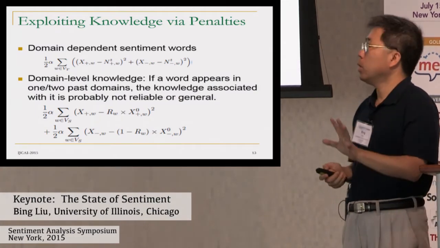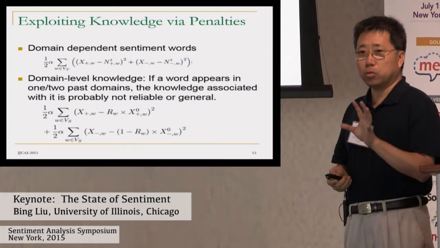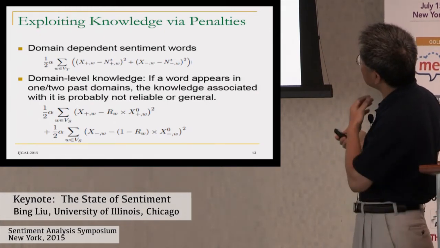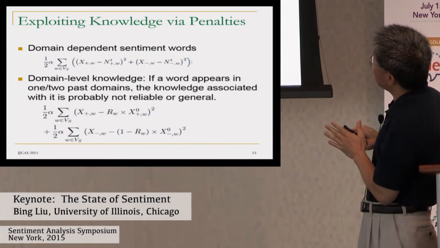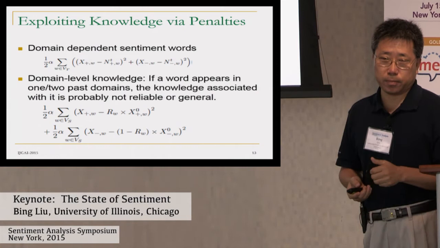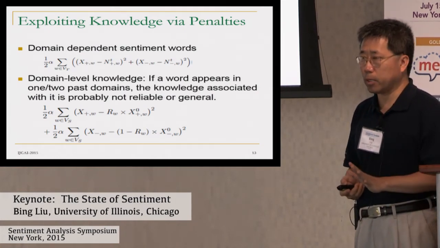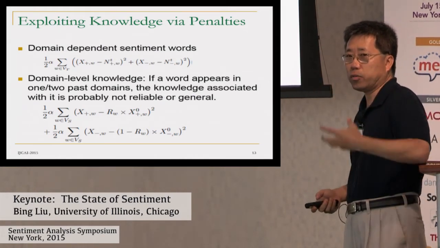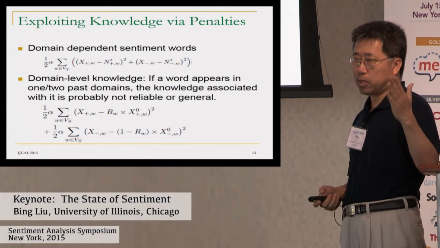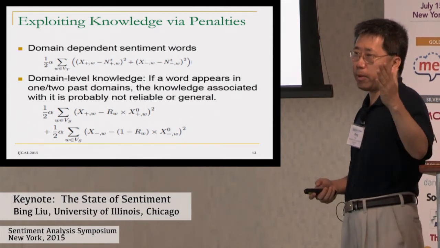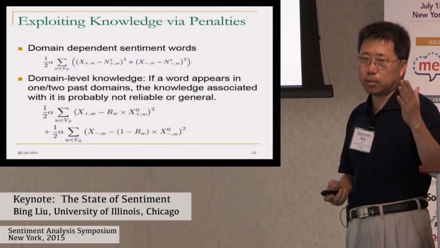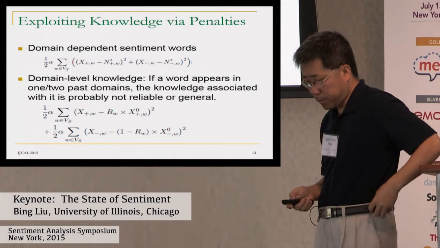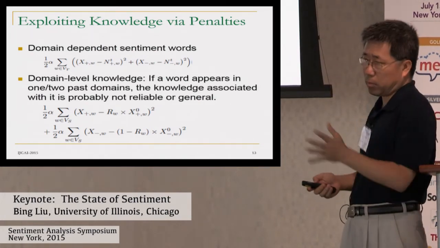Which basically means when you come to an individual domain, you do have something which is specific to this particular thing. I'm not going to explain this mathematically, but we're going to deal with domain-dependent sentiment words. It's possible to do that. And also you have to worry about domain level, because if you want to get knowledge from the past, you have to make sure that knowledge is correct. If that knowledge only appears once, you probably can't trust it. If it appears many times, you might be able to trust it. I'm not going to explain this. This is just some penalty stuff when you get into the machine learning.